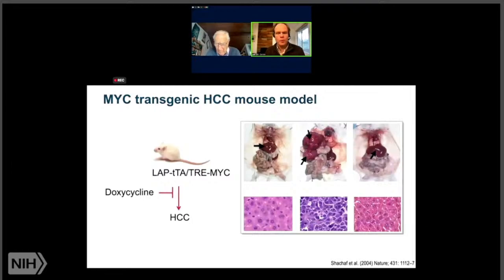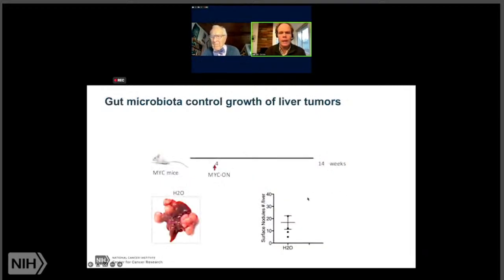So how do we do this? Well, we took advantage of a very simple model, the MYC transgenic HCC model, where we can use MYC tumors in the livers of these mice, and they develop tumors over a period of time. And then a number of years ago, this was one of the first studies, we treated these mice with antibiotics that we added to their drinking water.